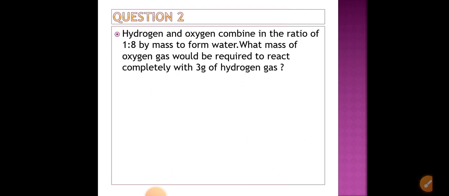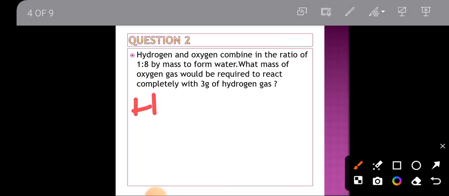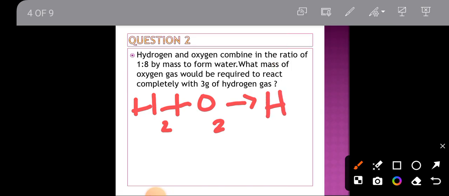Hydrogen and oxygen combine in the ratio of 1 is to 8 by mass to form water. What mass of oxygen gas would be required to react completely with 3 grams of hydrogen gas? As soon as I look at the reaction, it's very simple. It's a combination reaction, wherein hydrogen reacts with oxygen to give rise to water. So hydrogen and oxygen combine to give rise to water.